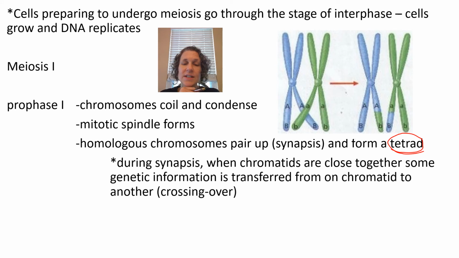During this phase, during synapsis, when the chromatids are close together, sometimes the genetic information gets transferred from one chromatid to another, and this is called crossing over. So notice that the little legs of these two chromosomes basically switch places. So now you have a chromosome, this first one, so we'll number them.